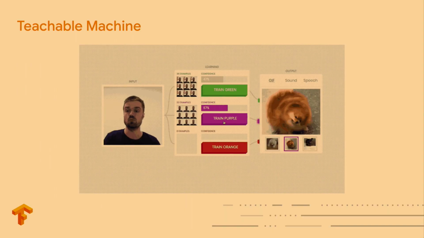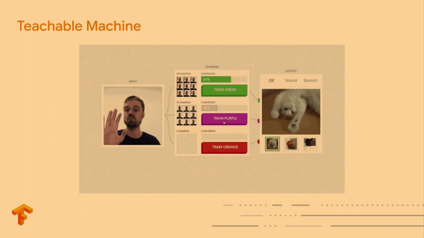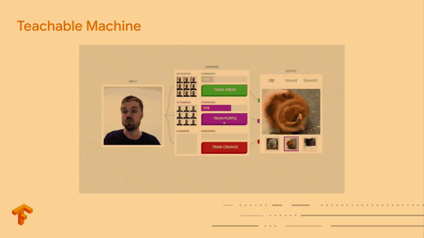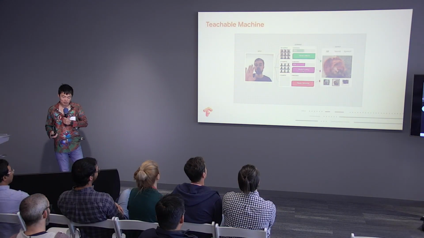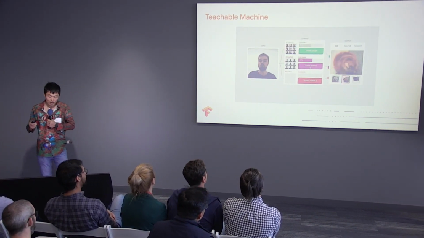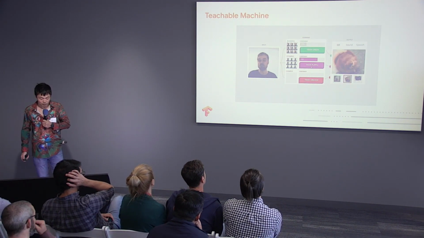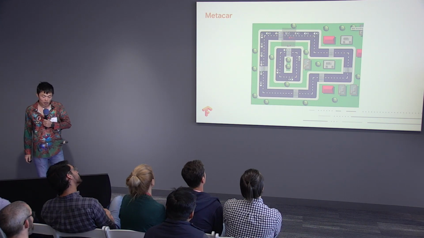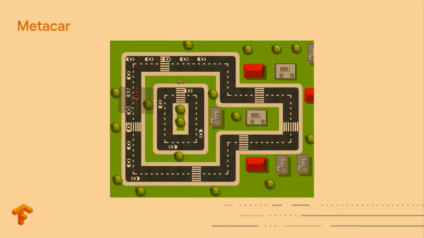And this Teachable Machine is similar. You can teach your model in the browser with different pictures. You can just use your camera to do whatever classification you want. And this is the reinforcement learning example. This red car uses reinforcement learning to learn how to drive and follow the road.